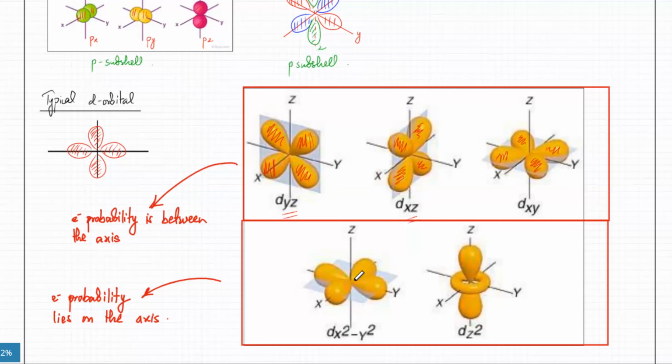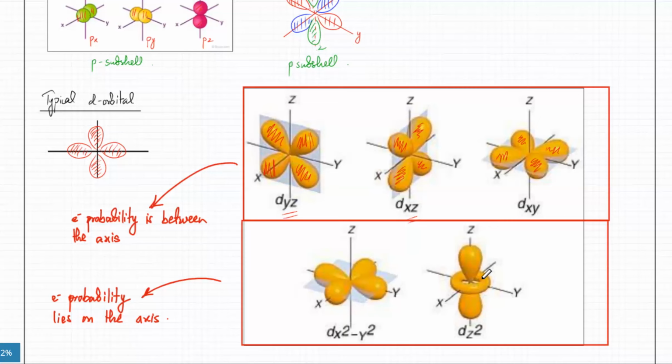There was a 4th one where the electron density was lying right on the x and the y axis. That was x square minus y square. So these 4 all had identical shapes, except that the orientation was different, just like the px, py, and pz. The dyz, dxz, dxy, and dx square minus y square, the orientation of the orbitals was different.